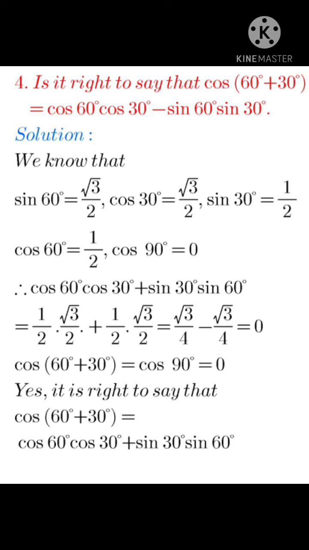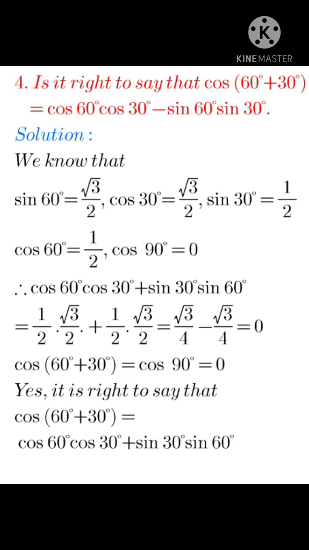Now take LHS, that is cos 60 cos 30 plus sine 30 into sine 60, that is equal to 1 by 2 into root 3 by 2 plus 1 by 2 into root 3 by 2, that is equal to root 3 by 4 minus root 3 by 4, that is equal to 0. So students, actually here he has to give cos 60 into cos 30 minus, he given plus, no? So take that as minus, then we get 0.